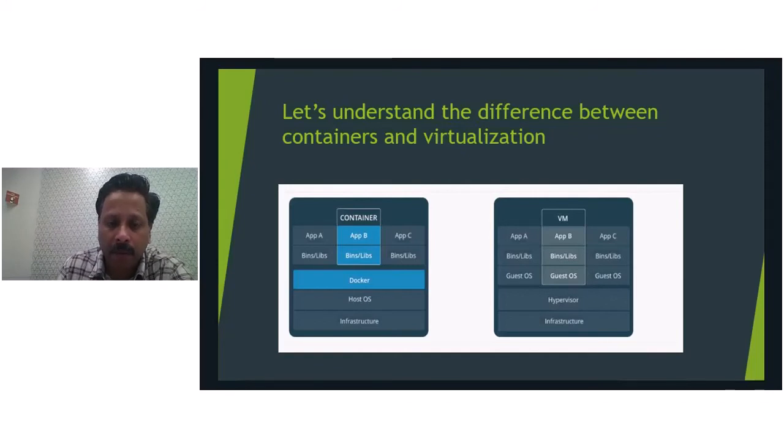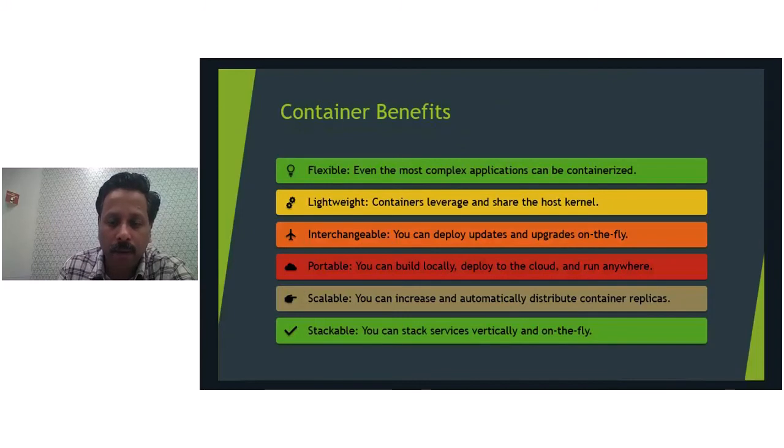So container benefits, you can read yourself. This is just theory, and you need to understand also. Flexible, lightweight, this I am not explaining. You can read yourself. Okay.